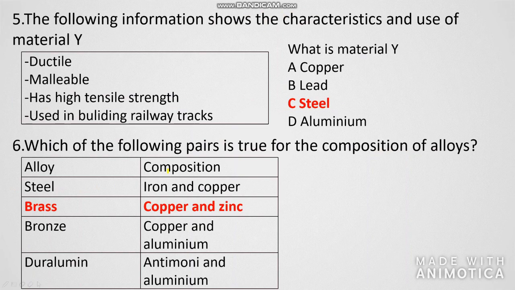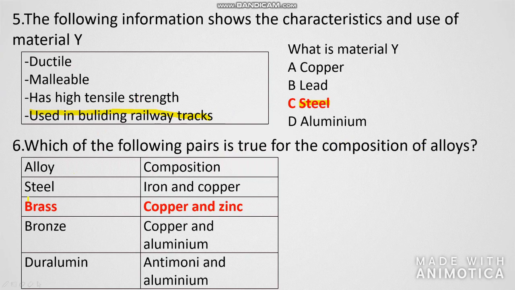Next, the following information shows the characteristic and use of material white. Okay, you can see here, it's used in building railway tracks. So, mana satu alloy yang digunakan untuk membuat railway tracks, iaitu steel, kerana dia sangat hard and strong. Okay, next, which of the following pairs is true for the composition of alloy? Okay, mana satu ialah betul?